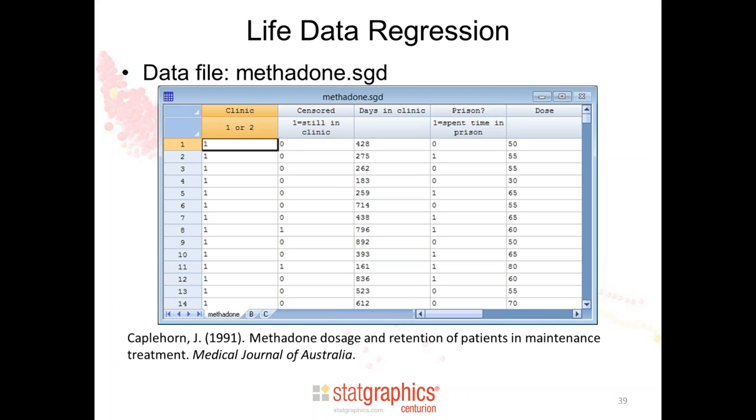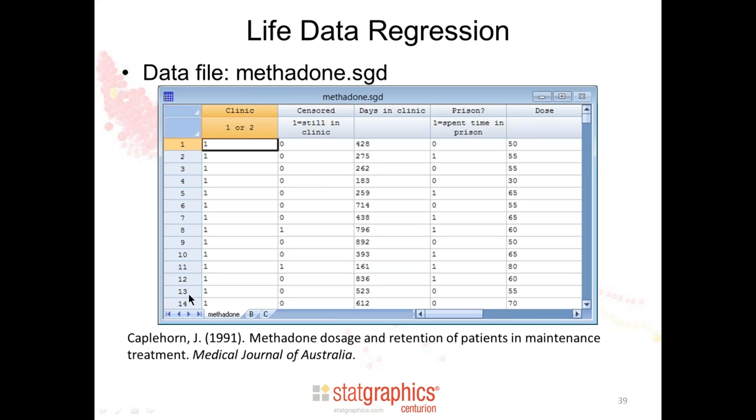These, I assume, were heroin addicts who were trying to beat the addiction by going to various clinics and taking methadone instead. What they were interested in understanding was what affected how long the patients stayed at the clinic, at least stayed and continued their treatment.